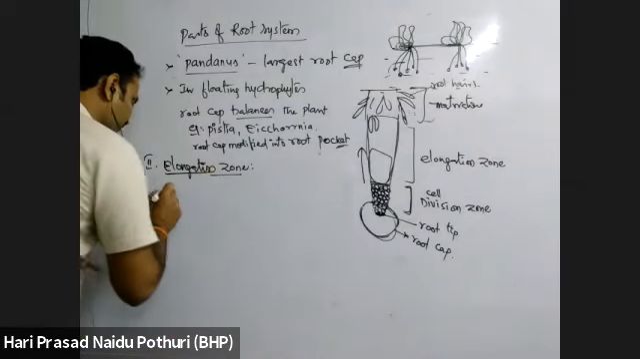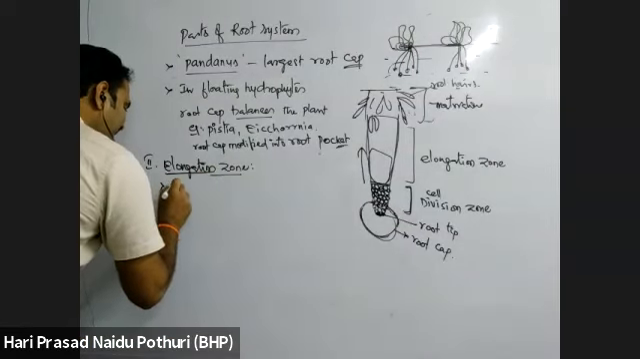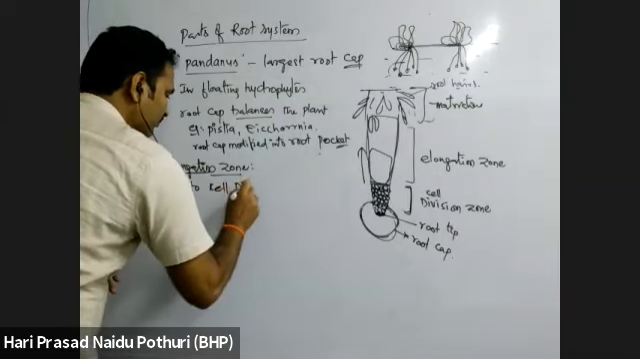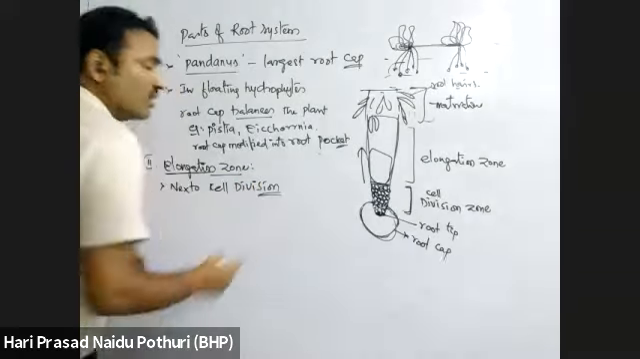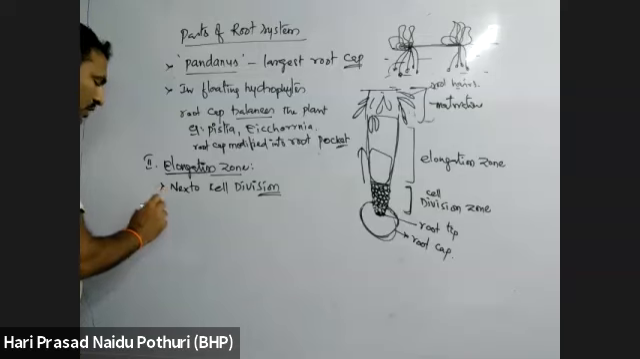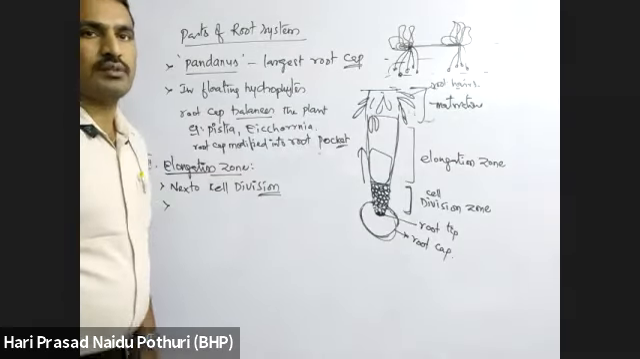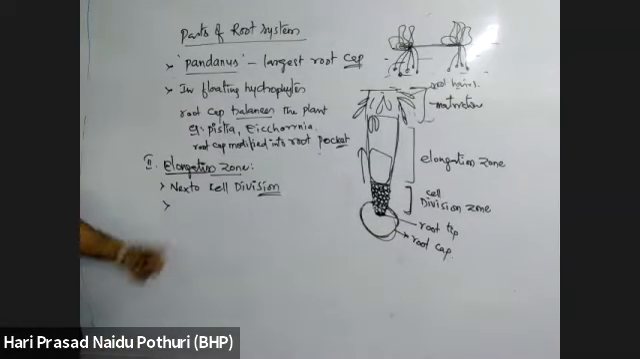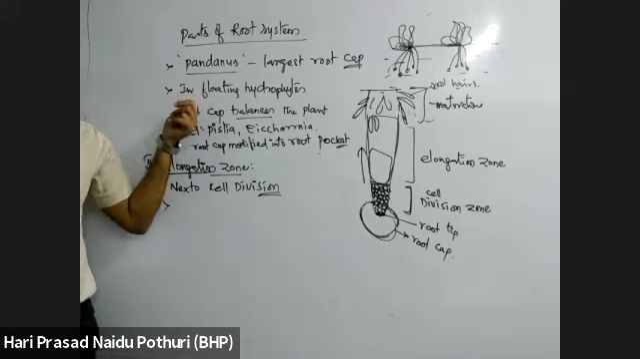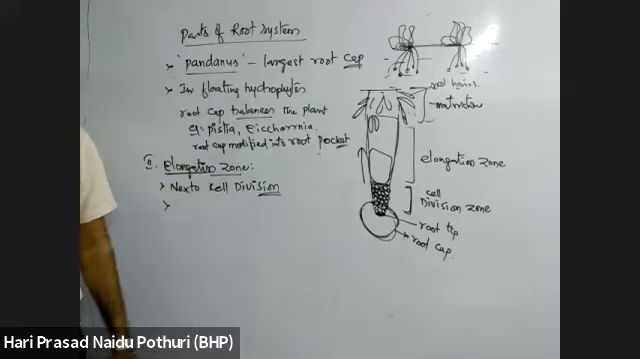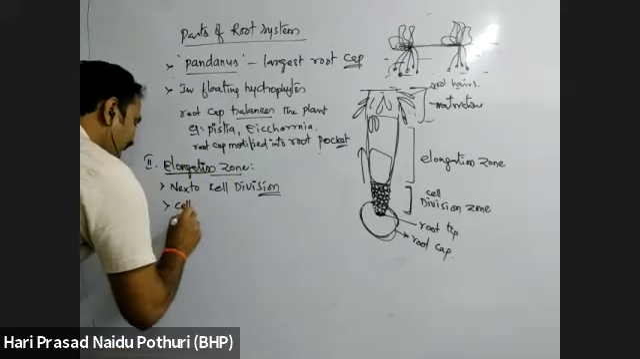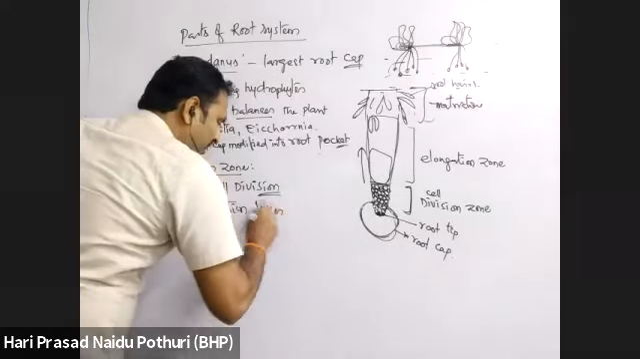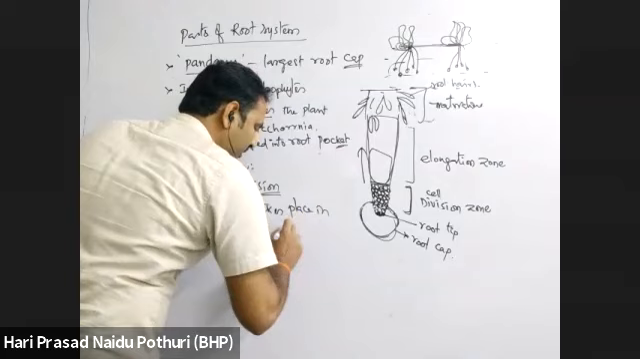Then the elongation zone. This is next to the cell division zone. Next to the cell division zone, there is a zone of elongation in roots. The name itself tells you. What is the name? Elongation. Here, cell elongation takes place. Cell elongation takes place in this zone.